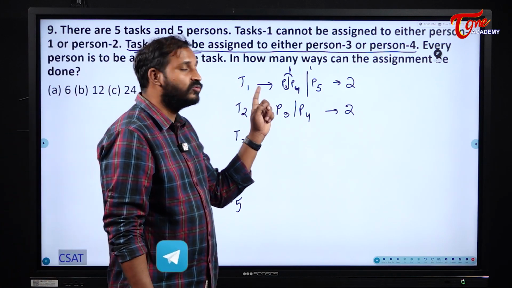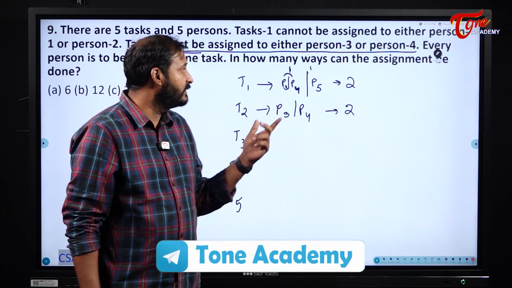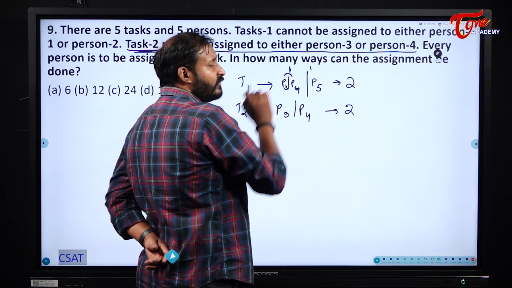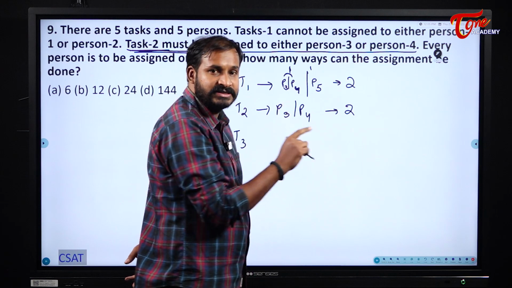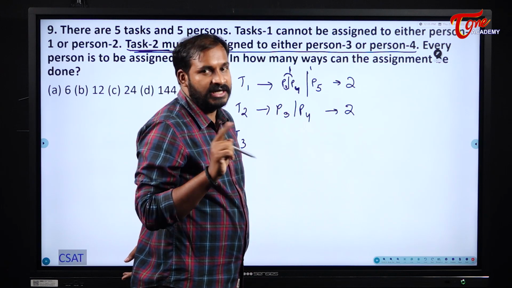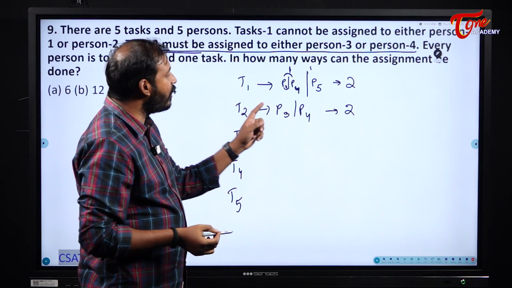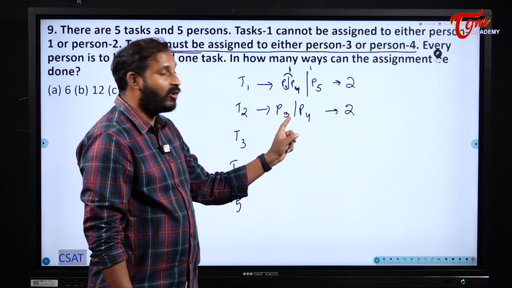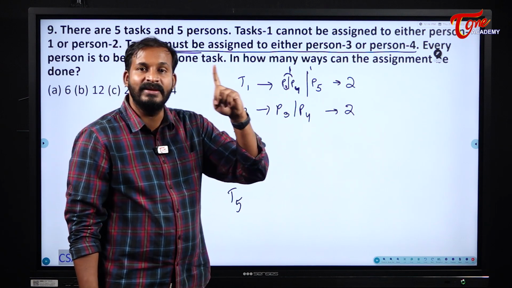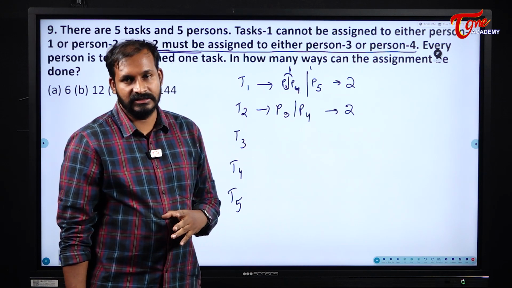Why? Because the chance of making a mistake is very high. Most of the students think here, okay, task 1 should not be done by 1 and 2, so there are 3 chances for task 1: person 3, person 4, person 5. That is a wrong perception. Only 2 will be available. Why? Because task 2 will already be assigned to either person 3 or person 4. One person is locked here. So out of these 2 persons, I will be left with only one person. That one person and person 5, that is task 1.